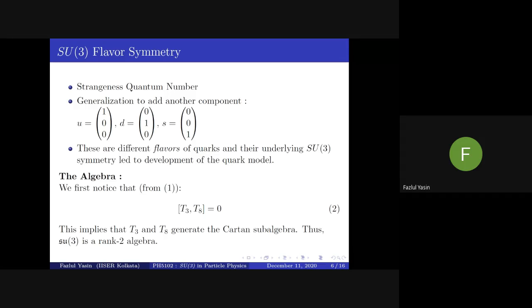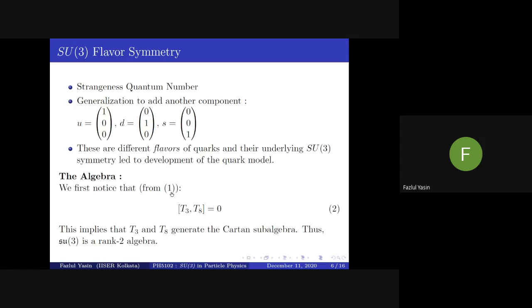And to add this to the isospin, to generalize the isospin symmetry, it became necessary to add another component and represent the three quarks in this manner. And these were known as the different flavors of quarks. And we'll see that they have an underlying SU3 symmetry, which led to development of the quark model.